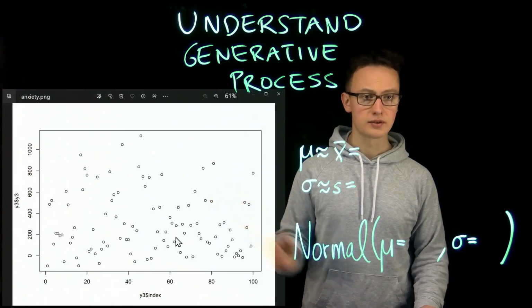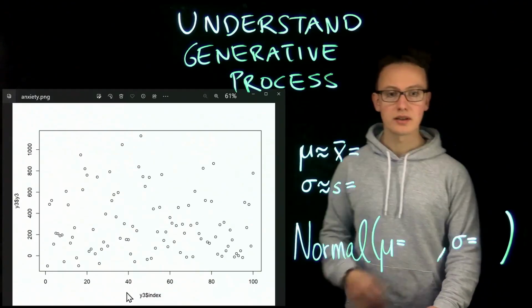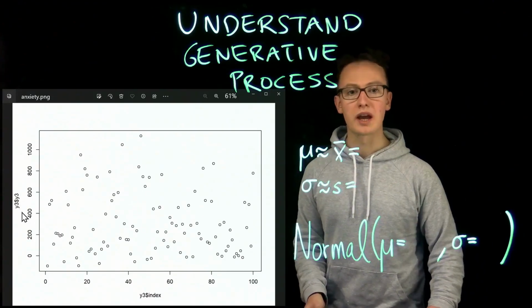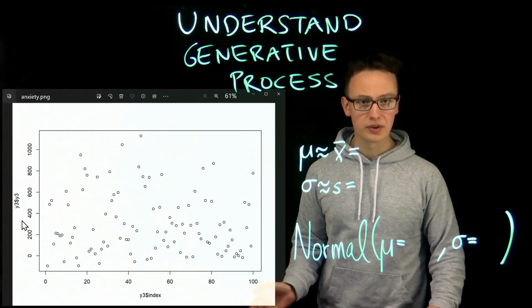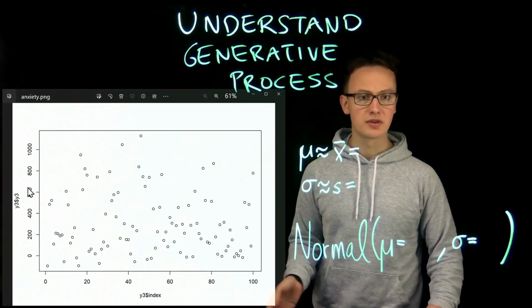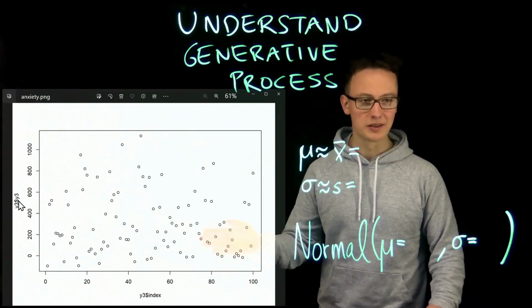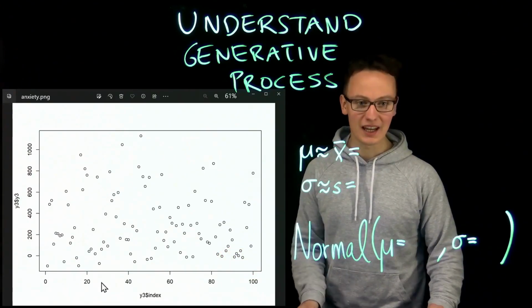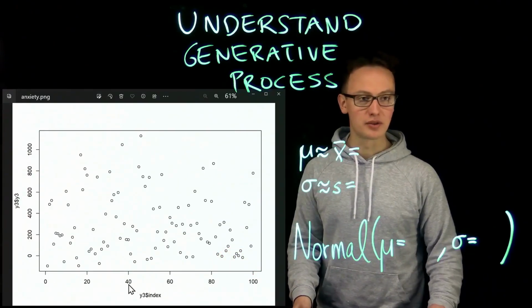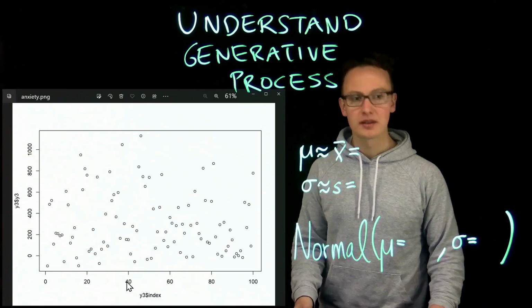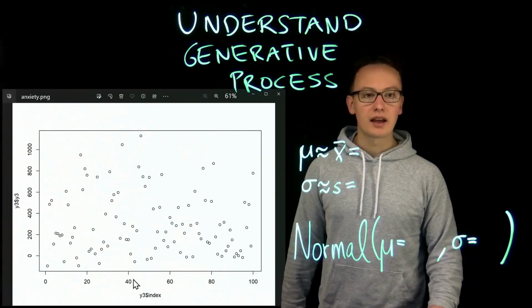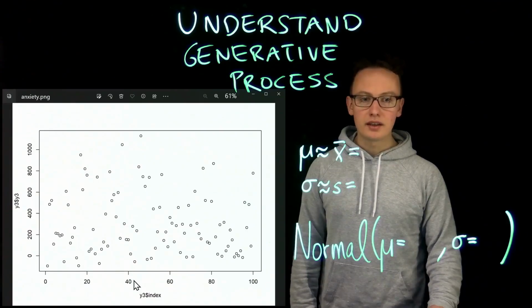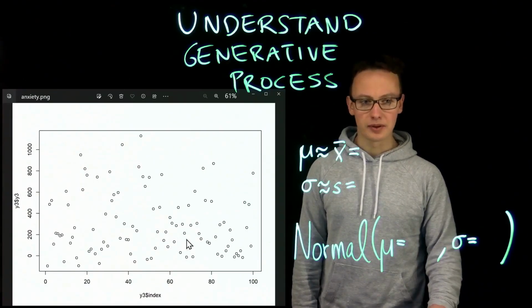So it looks like this. And we can see here on the y-axis we have the anxiety scores, which range from 0 to 1000 here. The label is kind of odd here, but never mind, these are the anxiety scores. And here on the x-axis we have the 100 different participants of this test. And here maybe we can notice something interesting about the distribution.